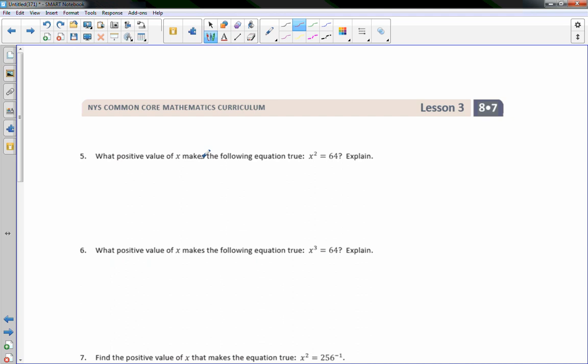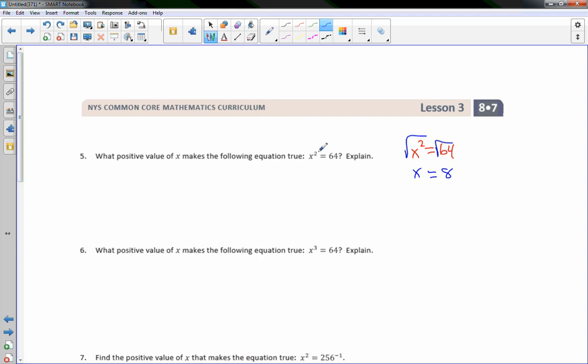Number 5, what's the positive value of x that makes the following true? So again, we're just going to keep going here. x squared equals 64. I will speed it up now, so try these, pause, and come back, but I'm going to go through these fairly quickly. So it's a square. I want to do the inverse, which is square root, and the square root of x squared is x, and the square root of 64 is 8.